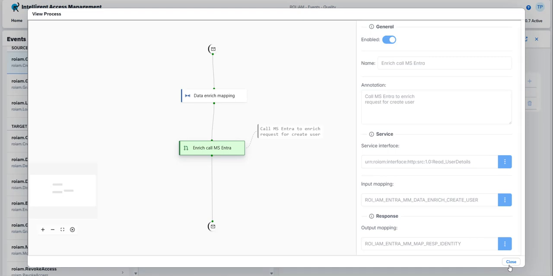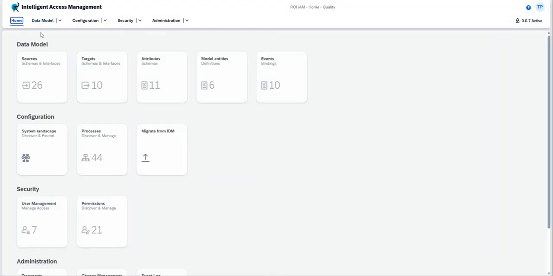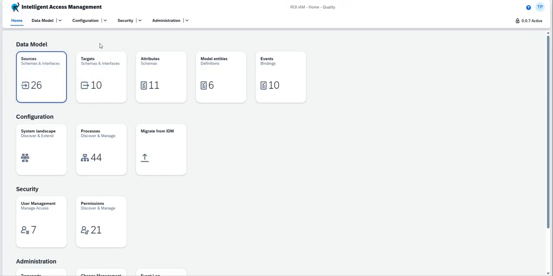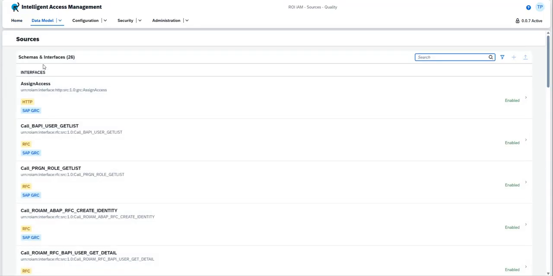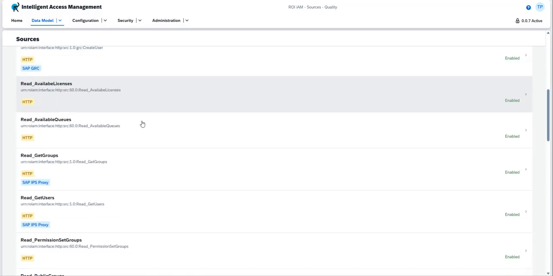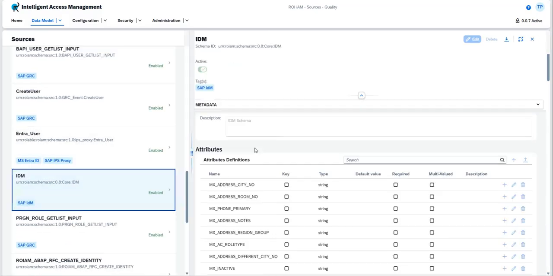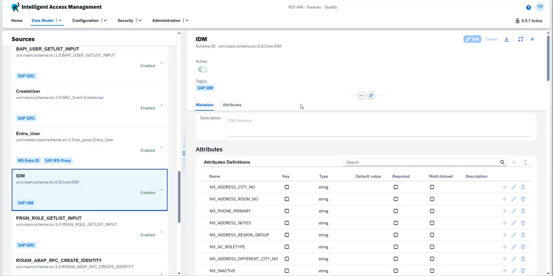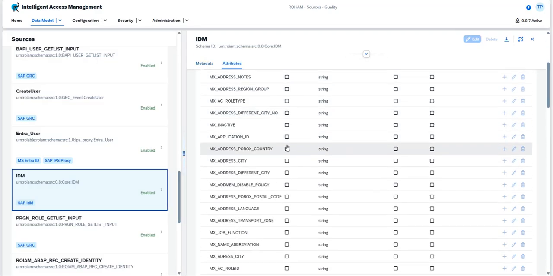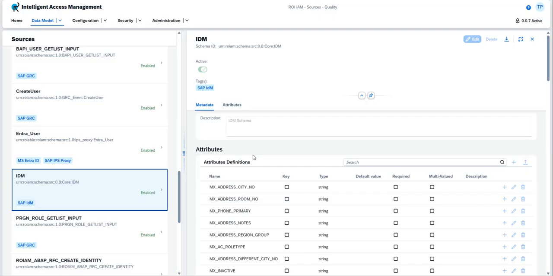The interfaces on their own are part of the home screen, where you can again split between sources and targets. And in the sources we have both, of course, interfaces and also schemas. Let me show you, for example, we have also the IDM schema loaded, which is used for the migration process from SAP IDM to ROIAM.